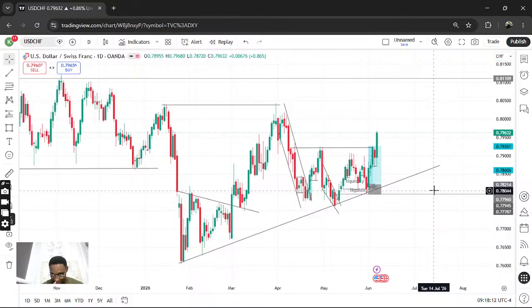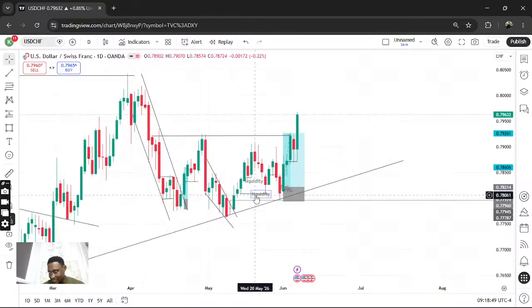And then, secondly, this week I was expecting a bullish movement from USD CHF. So my weekly bias for this particular currency pair is bullish, a bullish candle. So how did I confirm that?